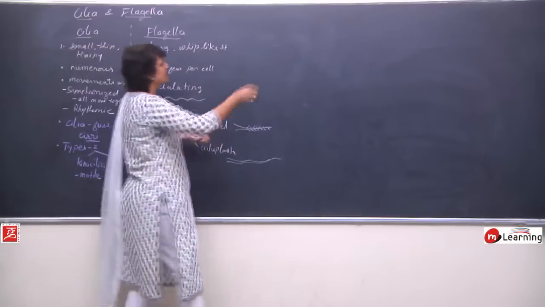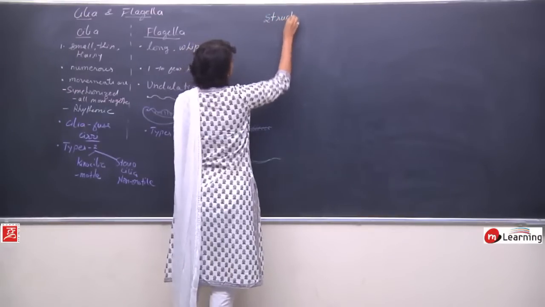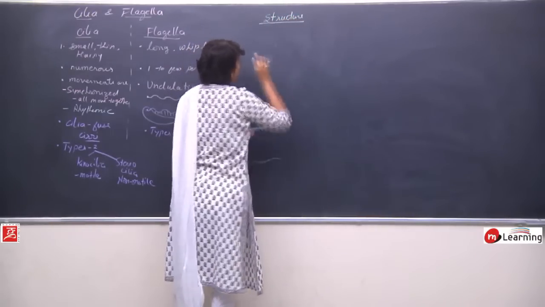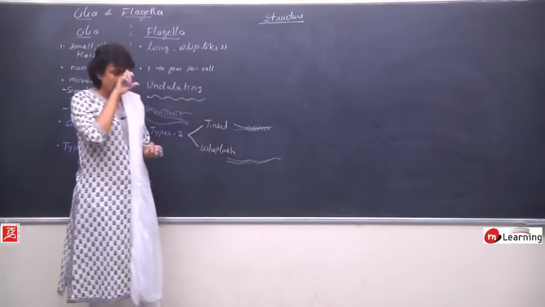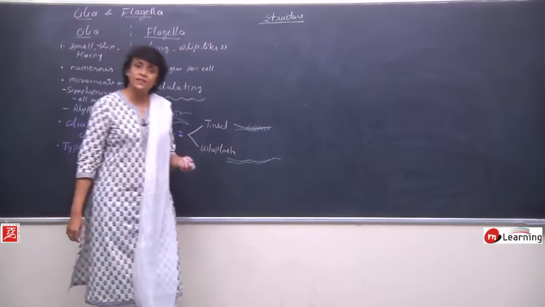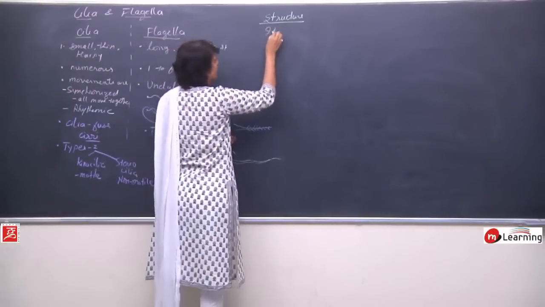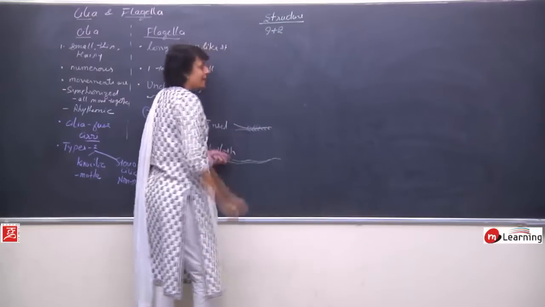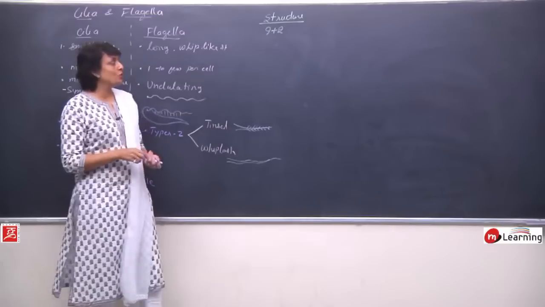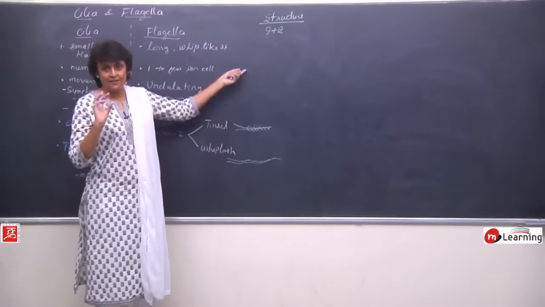Now let us see the internal structure. When we were talking about centriole and basal granule, we said the arrangement is 9 plus 0. Here the arrangement is 9 plus 2. That means 9 microtubules make the peripheral part and 2 in the center.